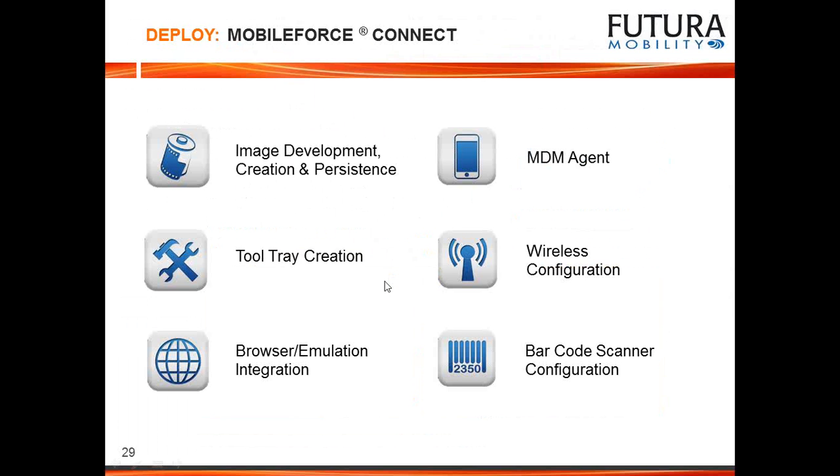These are the components of the MobileForce Connect. The first step is to develop an image so that that image can be used and reused across multiple iterations of the same device, and even having different images for different devices so that you get a persistent user experience. And so those images are carefully created, and then they're imaged and put on those devices so they can be used. Part of the imaging process also includes creating tool trays that the users can access for commonly used functions.